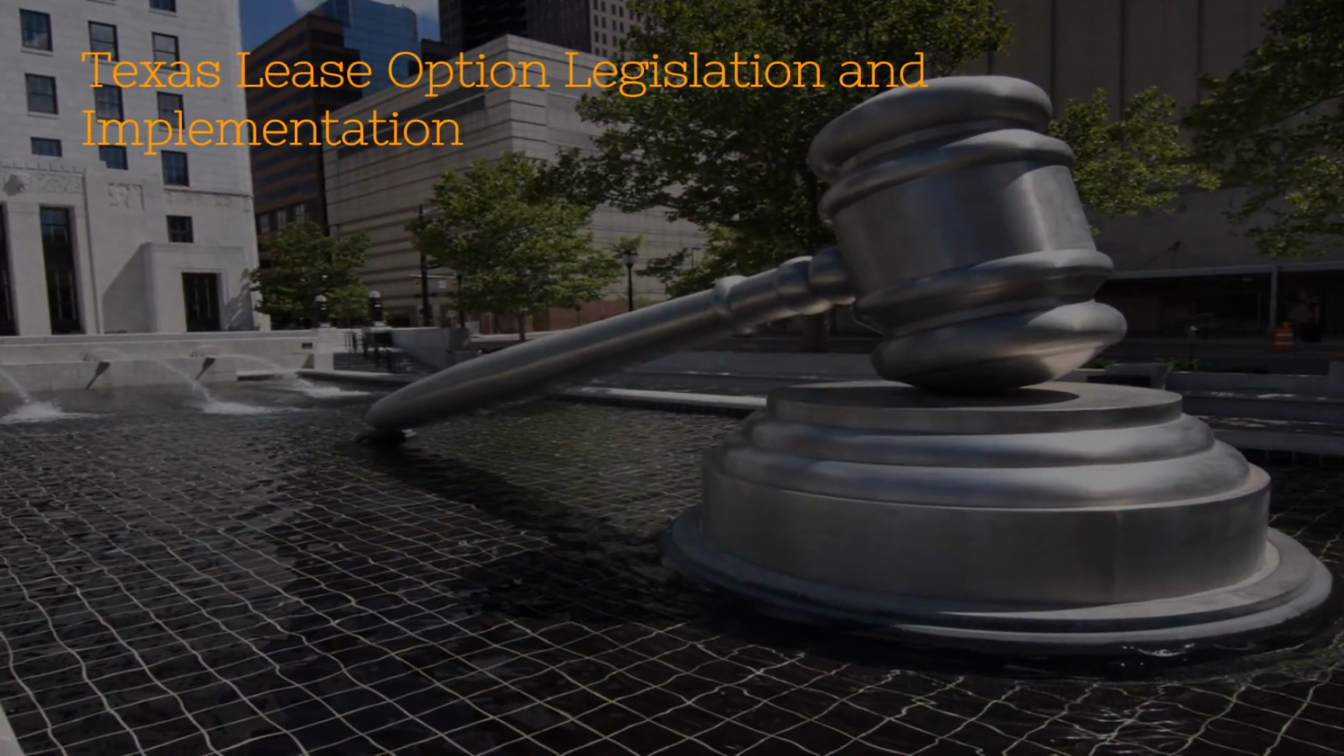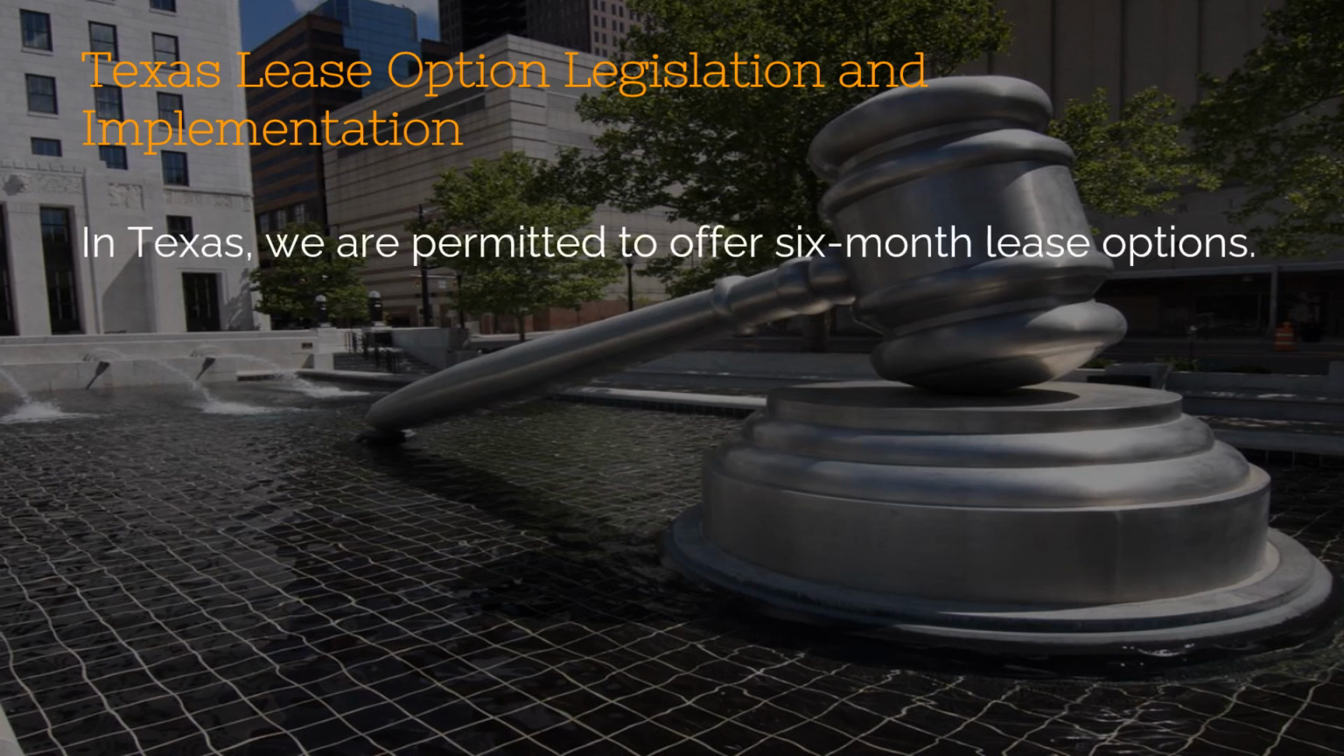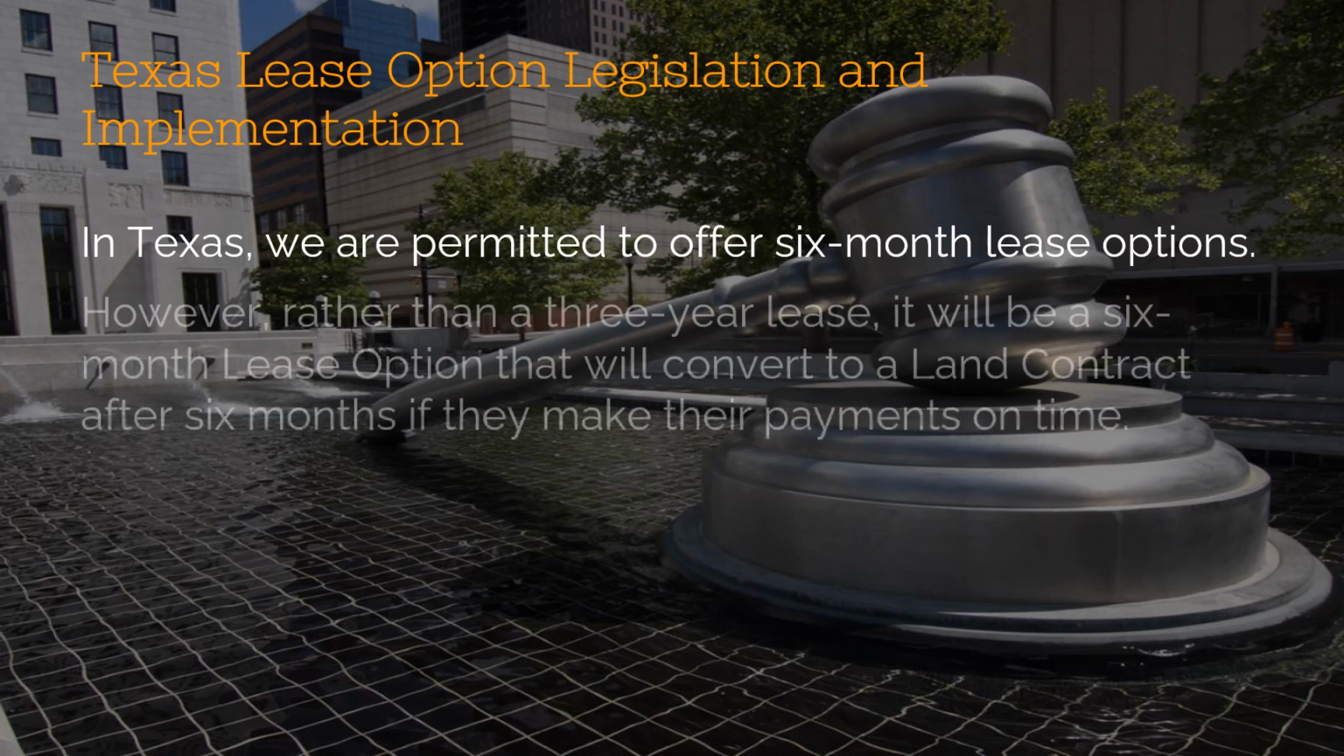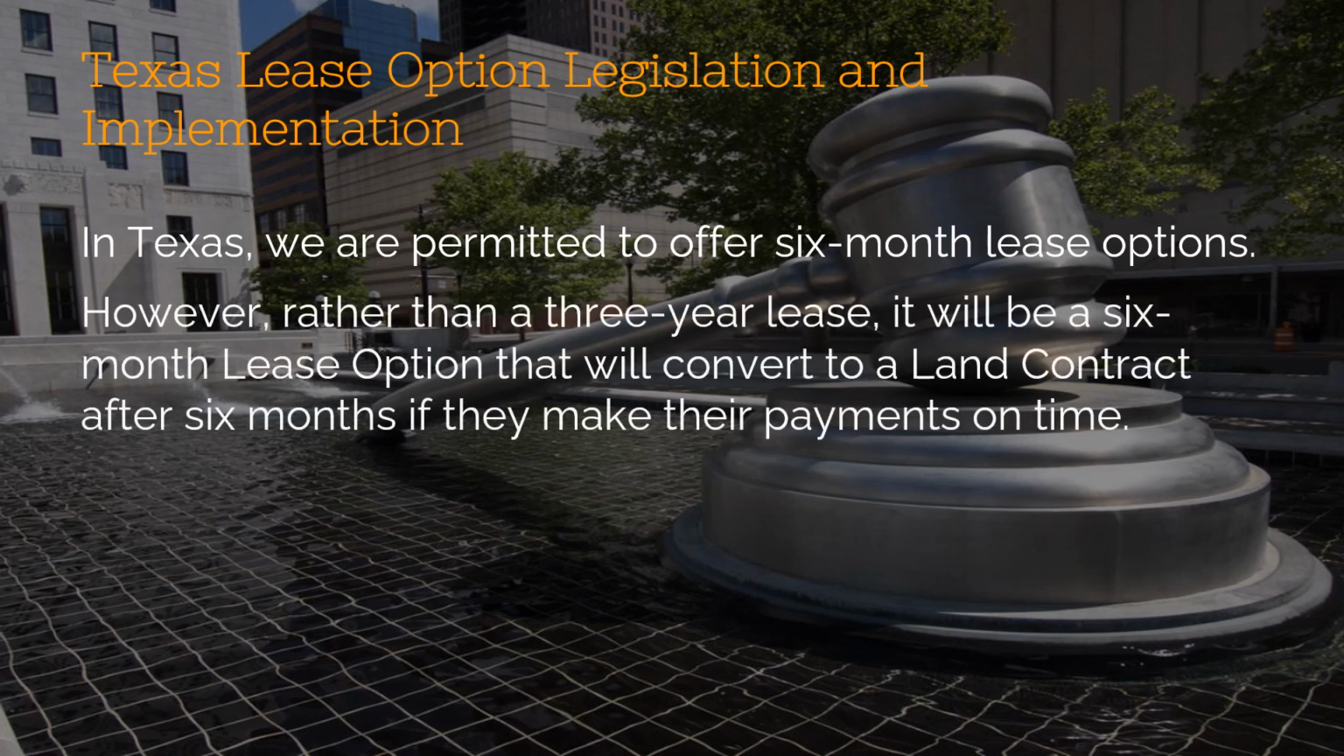When that legislation passed, we were forced to alter the way we conduct business in Texas. In Texas, we are permitted to offer a 6-month lease option only. Everything we do is identical to what I'm teaching you here. All advertising, all marketing, everything is similar. However, rather than a 3-year lease, it will be a 6-month lease option. That will convert to a land contract after 6 months. And if they make payments on time, then the land contract will expire after 1 year, 2 years, or however long you desire.